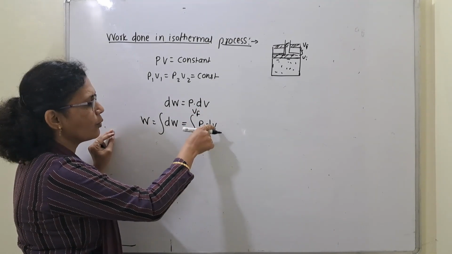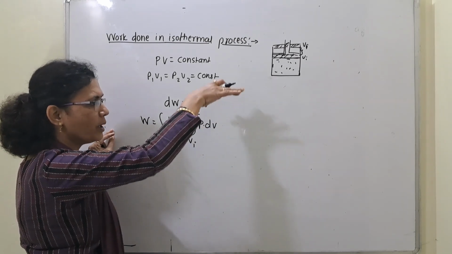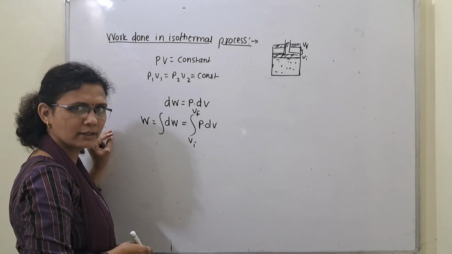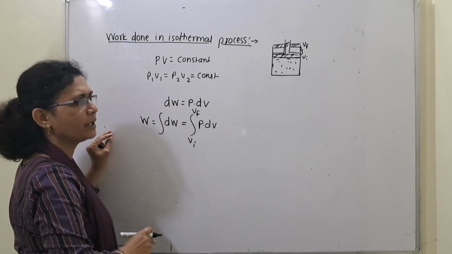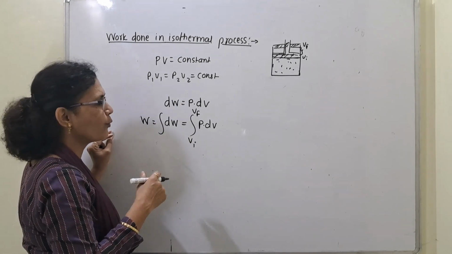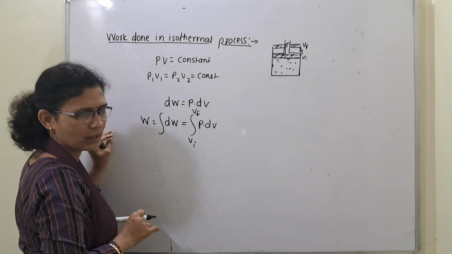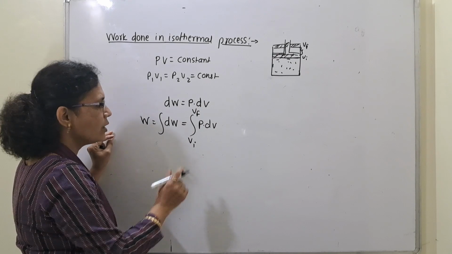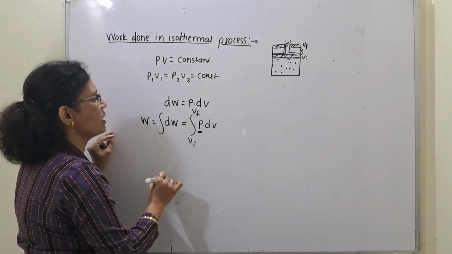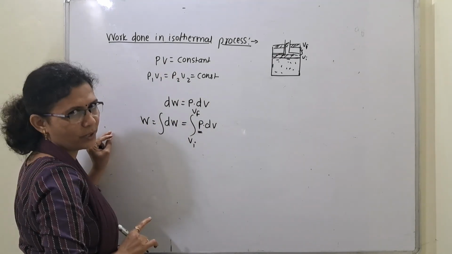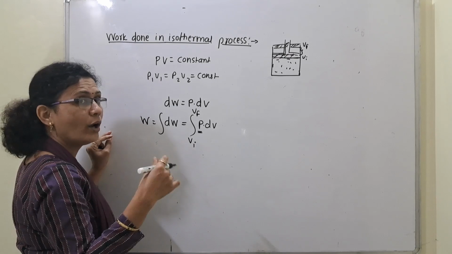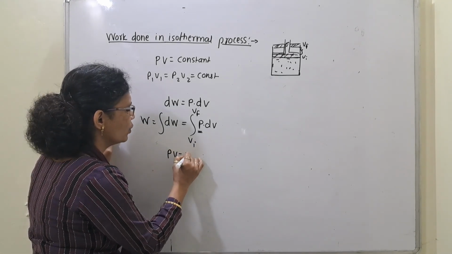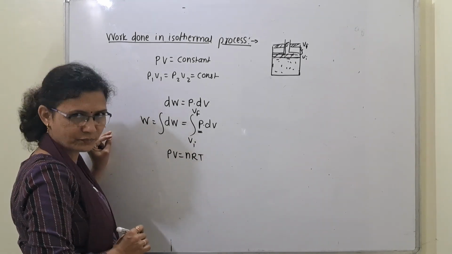So this work done takes place in increasing the volume of that gas from V initial to V final. If there is a change in volume, there will be work, and that work is nothing but P into dV. The volume changes from V initial to V final. Now we have to put the value of pressure here from this expression. PV is equal to constant, or we can take the ideal gas equation, PV is equal to nRT. Right.